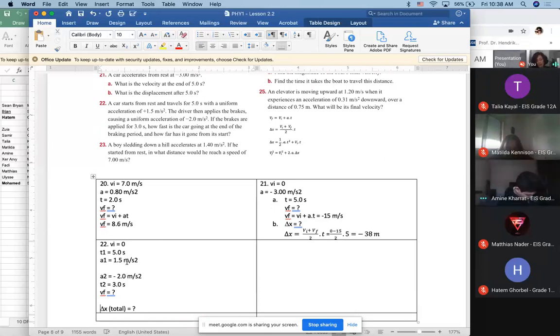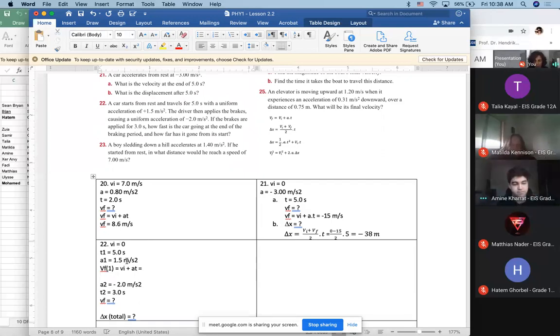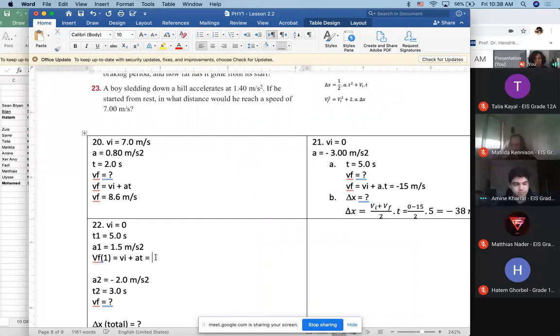Here I remember we said the best way for us to find V final is to find V final for the first trip, then we continue, okay? So I'm gonna say V final 1. I'm gonna use the simplest equation ever, which is AT. So again, I'm taking those values into account. I'm gonna do 0 plus 1.5 times 5, and the answer is 7.5, am I right? Meter per second. Yes. Now I'm gonna use this final speed to be my initial speed.